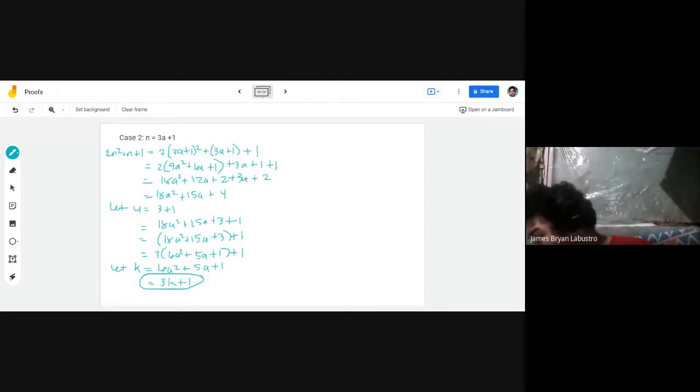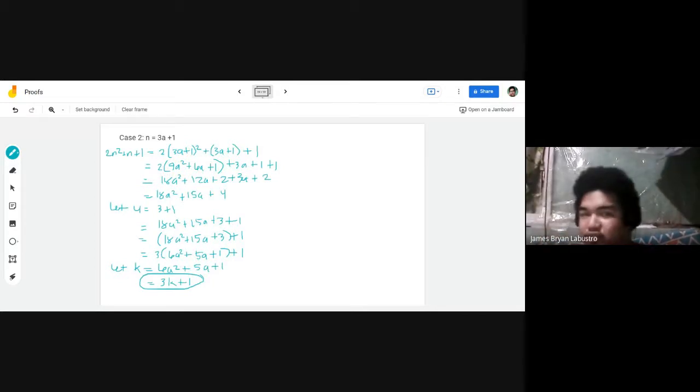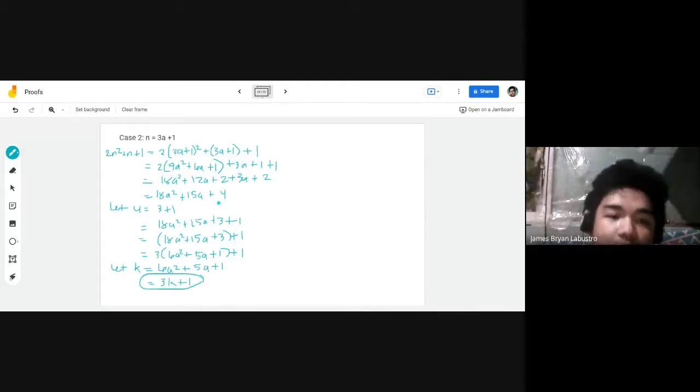Okay, sa akin is different kasi parang diretso lang. So sa akin is 18a squared plus 3a plus 4. Then I regroup it as 18a squared plus 15a plus 4. Then we have 3 times 6a squared plus 5a plus 4. So it is the same but different techniques.